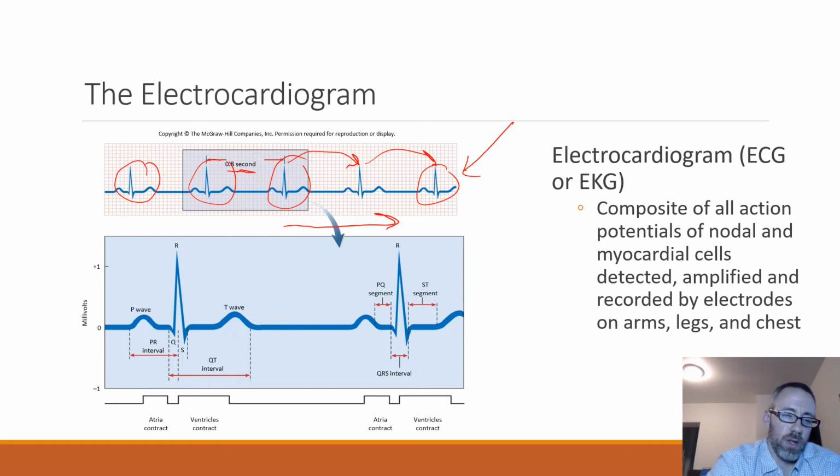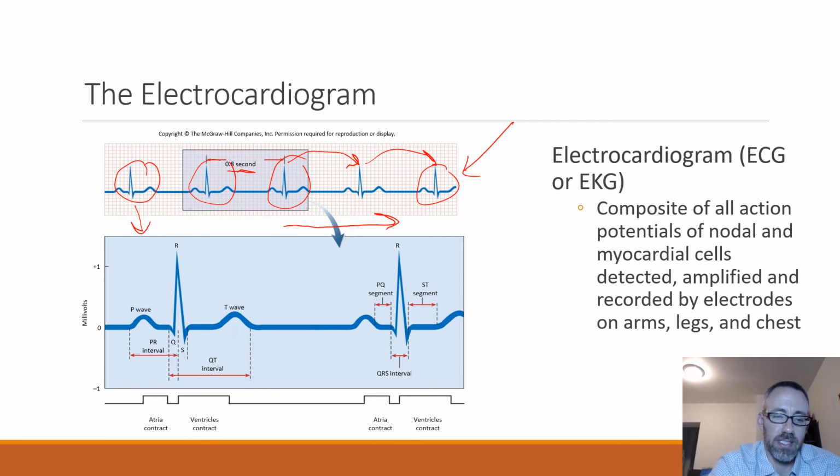Now, if I take a look at one of these complexes down here, you can see it's broken up into the waves that I mentioned on the previous slide: the P, the QRS, and the T wave. Now, the P wave represents atrial depolarization, QRS, ventricular depolarization, and the T wave, ventricular repolarization. And the atrial repolarization, as I mentioned previously, is actually lost or obscured by that QRS complex, which is why we don't see it there.